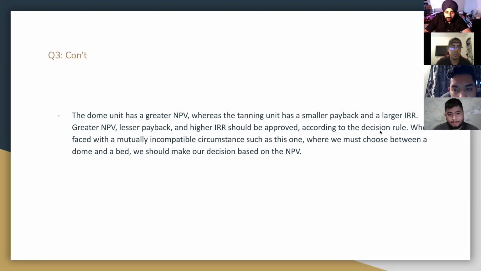So the dome unit has a greater NPV, whereas the tanning bed unit has a smaller payback and a larger IRR. Greater NPV, lesser payback, and higher IRR should be approved according to the decision rule. When faced with mutually exclusive circumstances, such as this situation, where we must choose between a dome and a bed, we should make our decision based on the NPV.